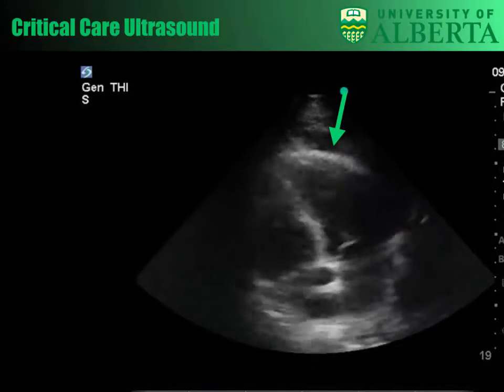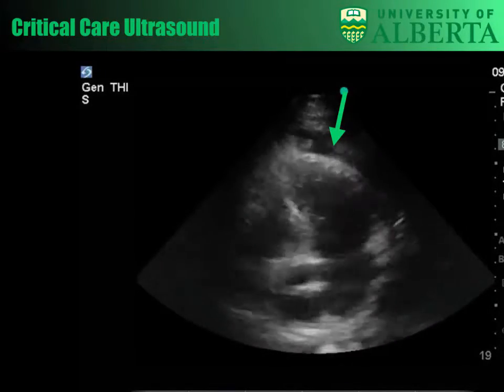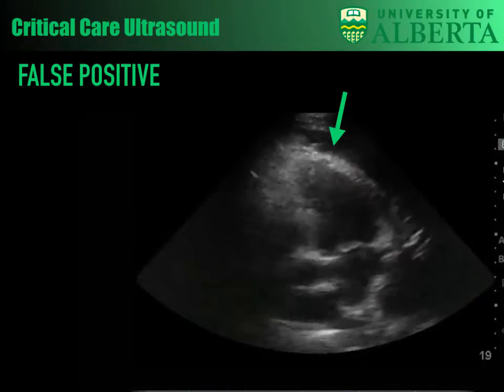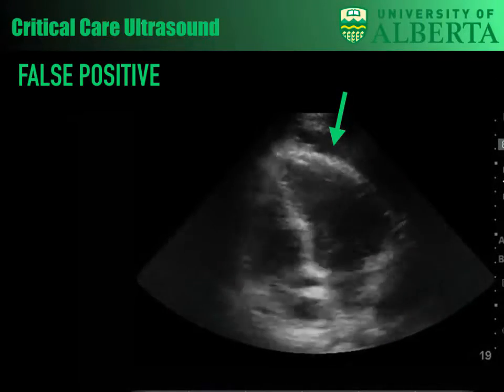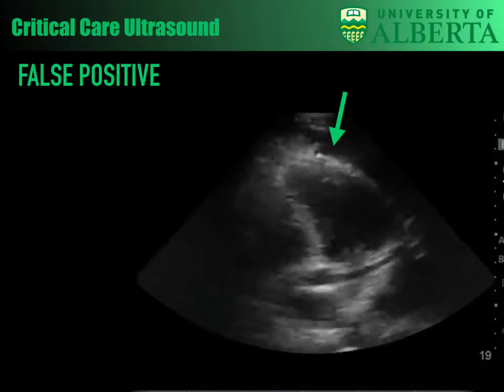Pericardial fat pad. Yes, that's one possibility. Usually we see that more in the RV. What else? A pleural effusion, of the lung coming in. Nice. Yes, it is a pleural effusion with the lung. Okay, that's a false positive. That's actually a lung coming in. And the more you see lungs under ultrasound, the more you'll recognize that they're quite easy to pick up.